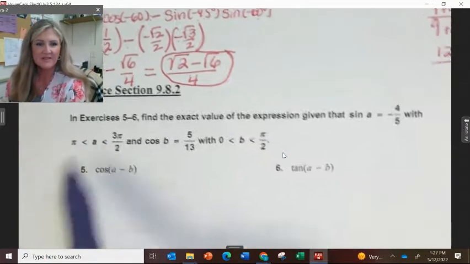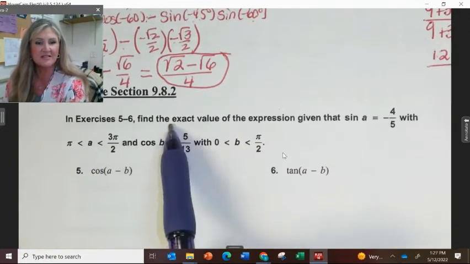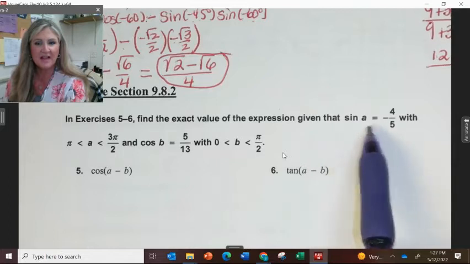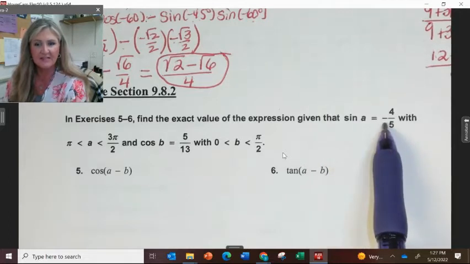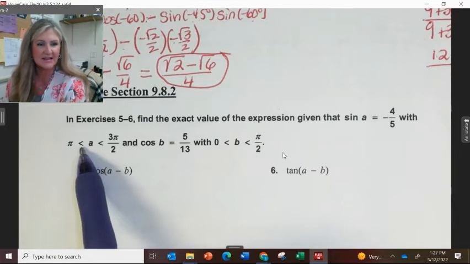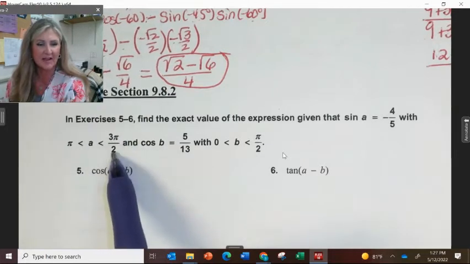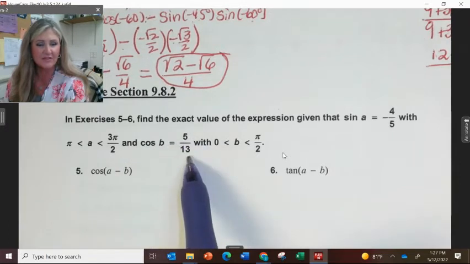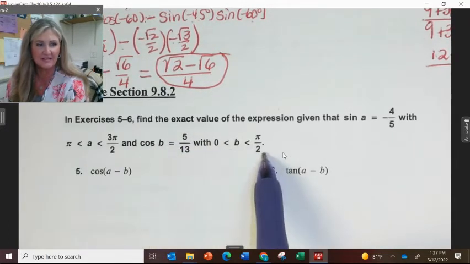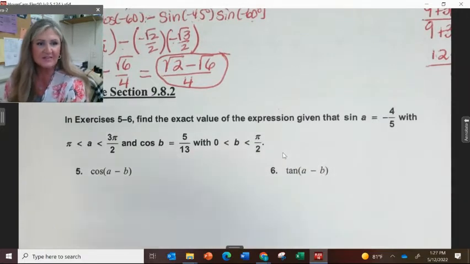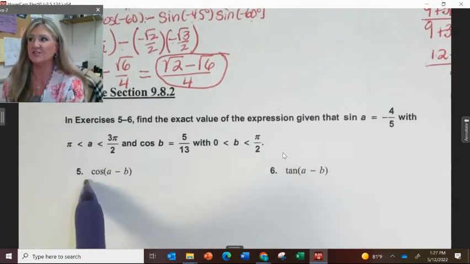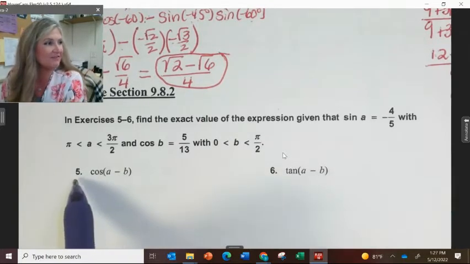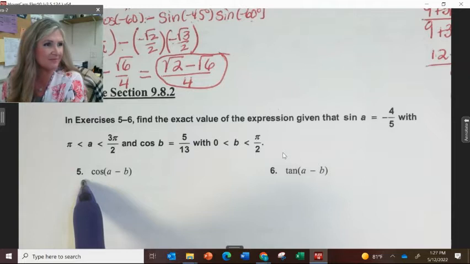today. So in these exercises, it says to find the exact value of the expression given that the sine of A is negative 4/5 with pi less than A less than 3 pi over 2, and cosine of B equals 5 over 13 with zero less than B less than pi over 2. All right, so what this is really asking us to do is to find the difference in those angle measures and then find the cosine of that.